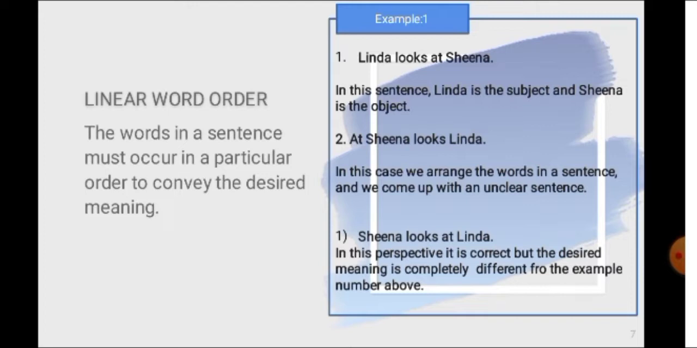In this perspective, it is correct, but the desired meaning is completely different from example number 1. Example number 1 above is Linda looks at Sheena. But this example is Sheena looks at Linda. We arrange it, and this is correct, but they have a different meaning.